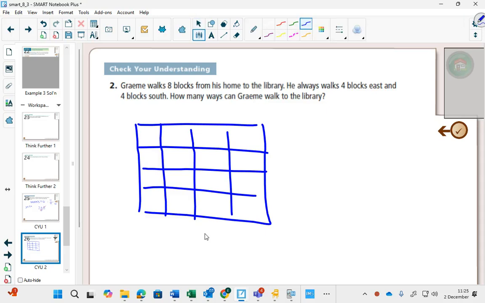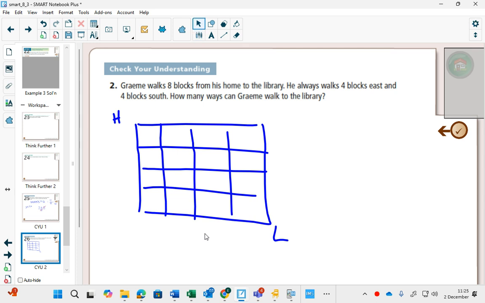And Graham's house, he walks home from the library. He walks 4 blocks east and 4 blocks south. So would you say his home is here and the library is down here? That makes sense. He walks to the east and south. How many ways can he get there?